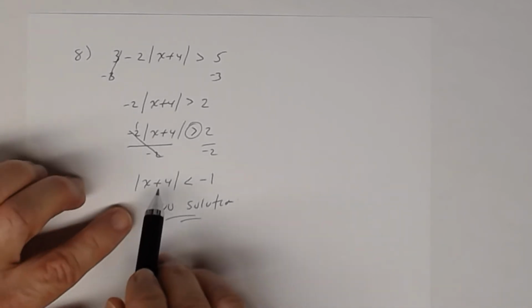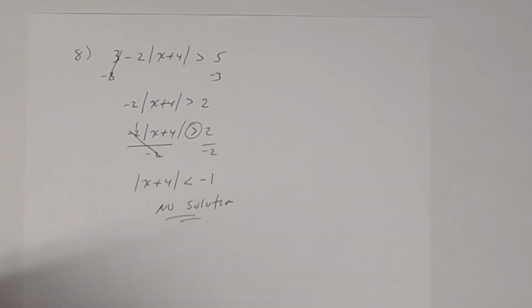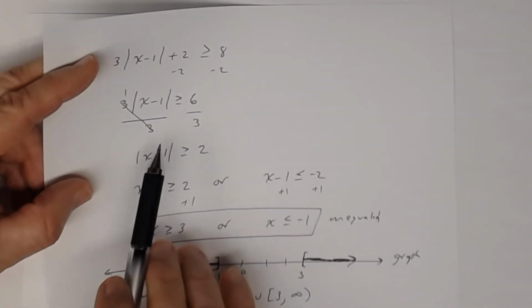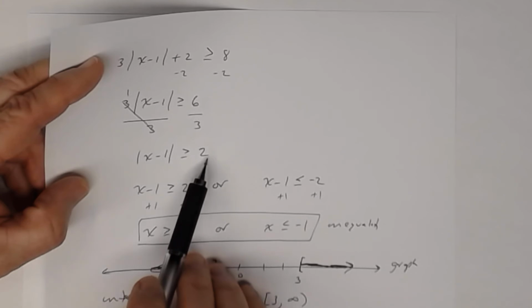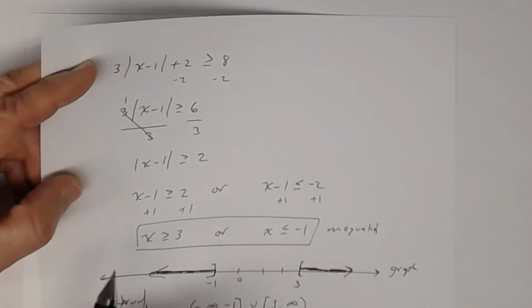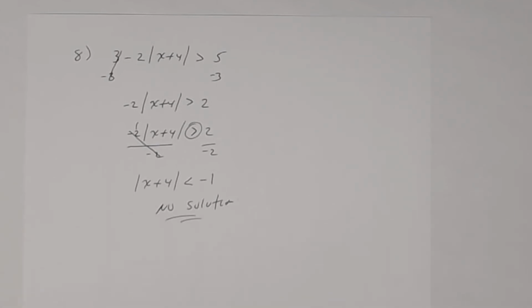So whenever you get the absolute value expression by itself, if you go back to all the ones we've done, I want you to notice that when we got the absolute value bars by itself, the number on the other side was always positive. We just so happen to get one that's negative, so that's no solution. Okay? All right, so let's go to number 9.